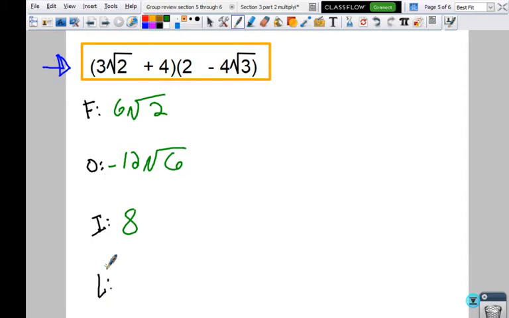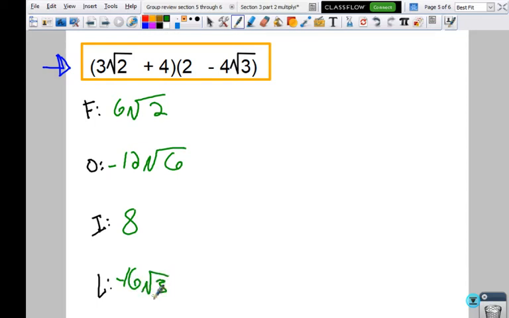Square root 18. What did you say? Negative 6. What'd you get, a 6? You sure you're on the right problem? Oh no, I read the wrong one. I did the same one on the same paper. It's negative 16. Am I right? Yeah. Negative 16 square root 3. There you go.